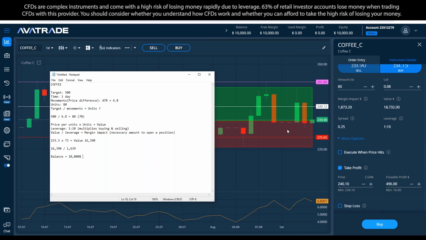Adjust it to 80. This one, we're not going to keep changing the numbers. We've understood the concept, and that's great. And in the units, we've modified that instead of 73 to 80. And now everything makes sense. We have the now price, 233. We have the TP price, take profit price, 240.1.